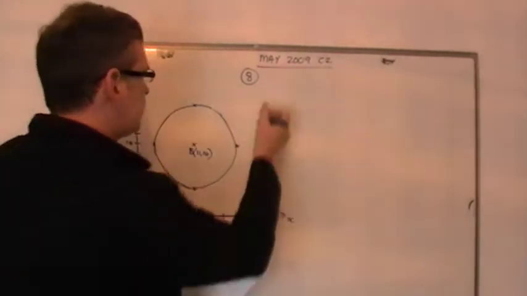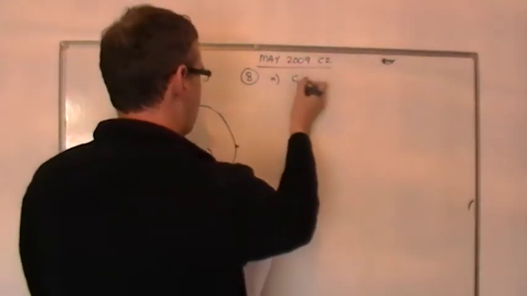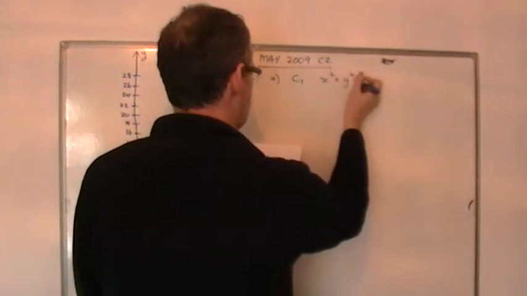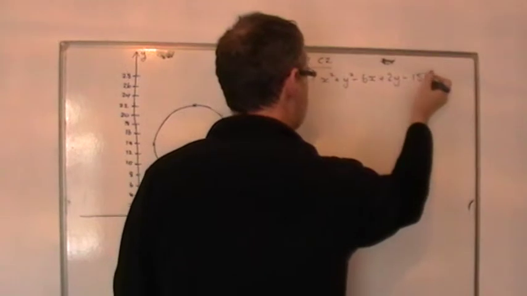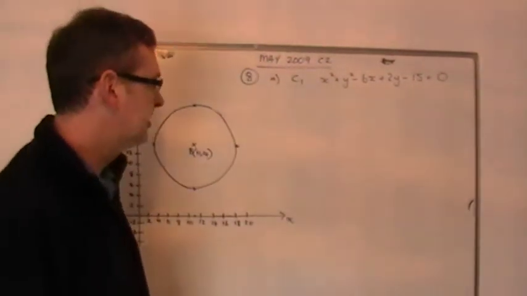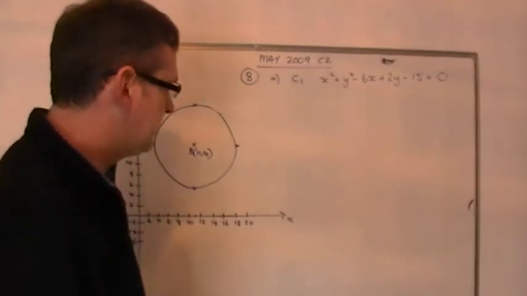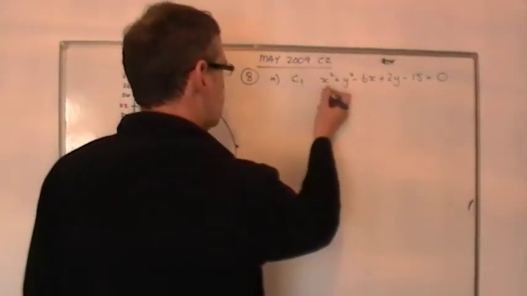Okay. So, part A tells you we've got a circle which is C1, which has an equation x squared plus y squared minus 6x plus 2y minus 15 equals 0. And we simply have to work out what the coordinates of the centre A is and what the radius of that circle is. So, usual standard calculation then.